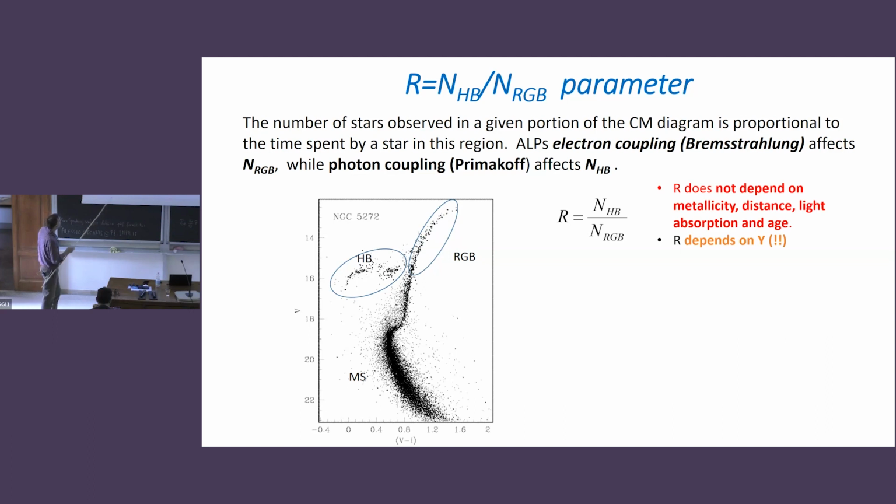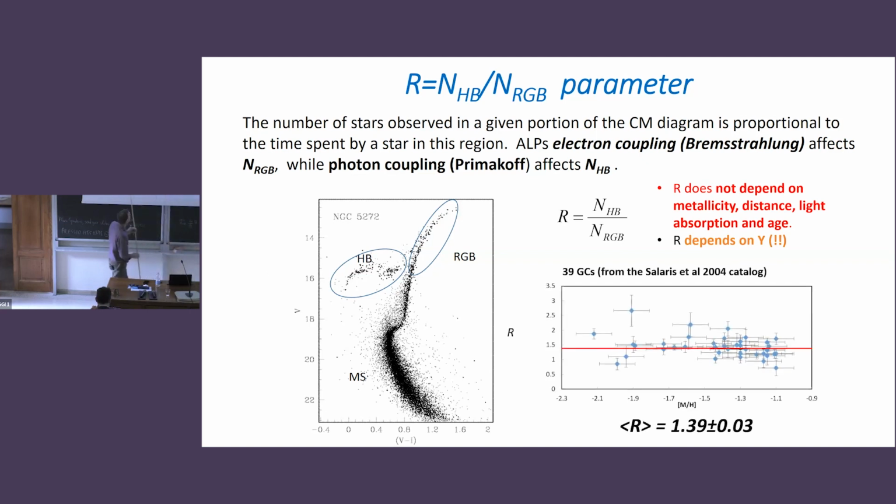So if we neglect the coupling with electrons and consider only the coupling with photons, the most important process that may produce axions is the Primakoff one. An important thing is that the R parameter depends on the original helium content of these stars. And historically, the R parameter has been used to constrain the cosmological helium, because remember that these stars are among the oldest stars, so probably one of the first stellar populations in our universe.